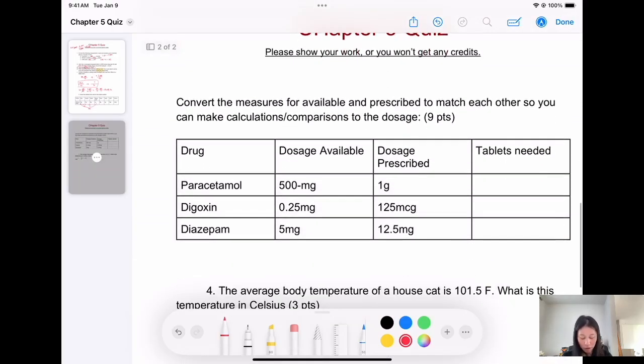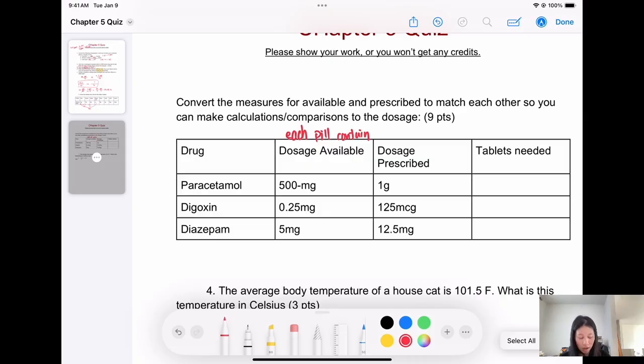Now let's take a look. The dosage available means that each pill or each tablet contains this amount of the chemical. So how many tablets do they need if the prescription is 1 gram? Your first thing is you want to convert them into the same unit. That will make it easier for you to calculate how many tablets you need.